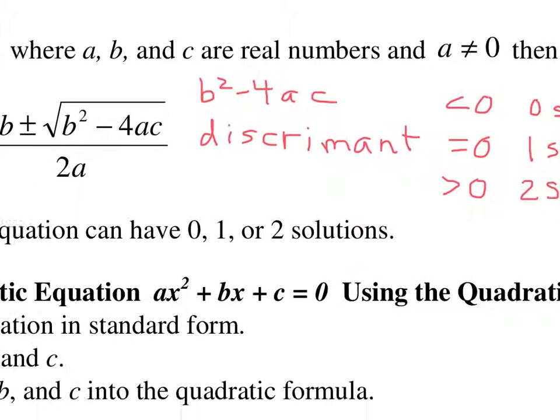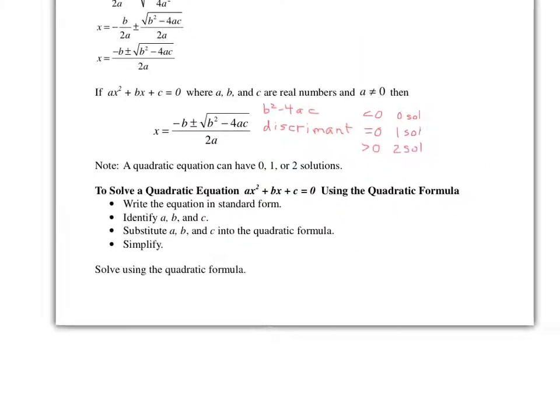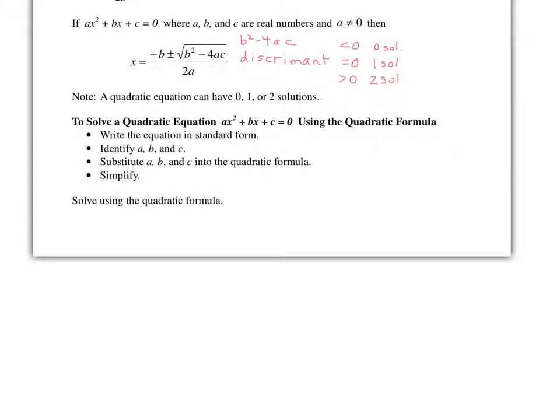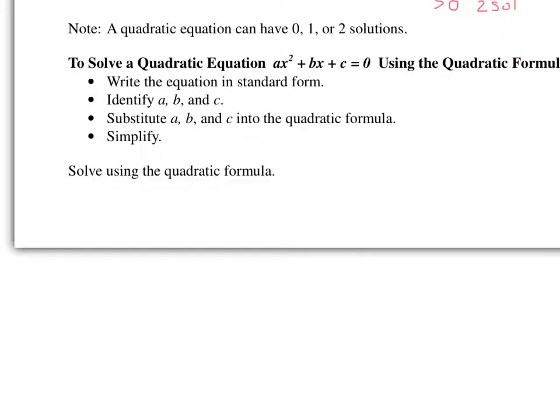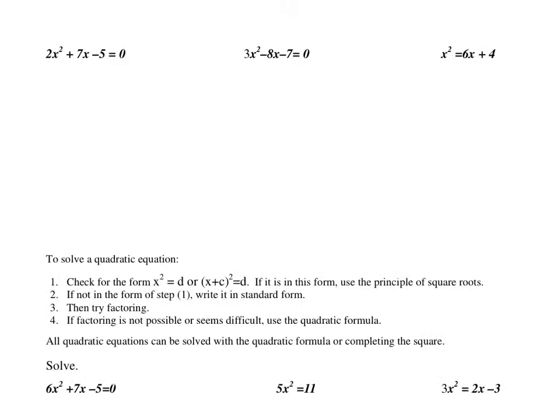So remember, to solve the quadratic equation using the quadratic formula, you have to have the equation in standard form, ax squared plus bx plus c equals 0. Write it in standard form, identify a, b, and c, substitute a, b, and c into the formula, and simplify. So now let's solve these problems using the quadratic formula.